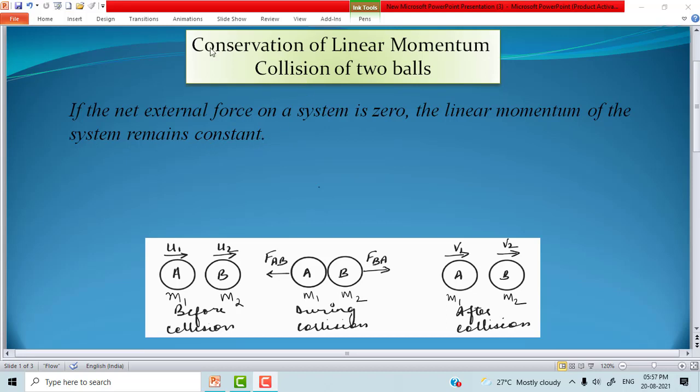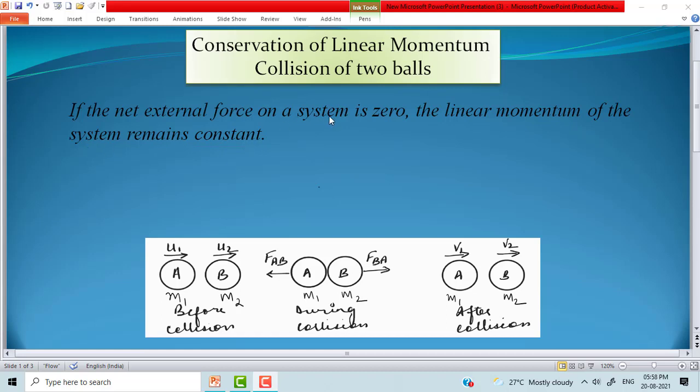Then what is conservation? In physics, conservation of something means that its quantity does not change, or we can say it remains constant. So the linear momentum of the system remains constant.